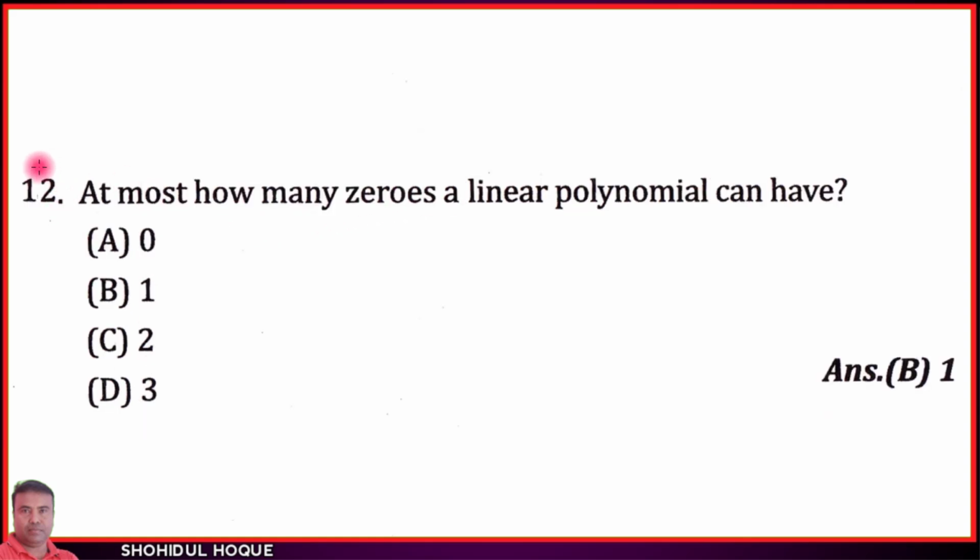Alright. Next question number 12. At most, how many zeros can a linear polynomial have? Option A 0, option B 1, option C 2, option D 3. Correct option B 1. Remember, a linear polynomial has degree 1, so degree 1 means the number of zeros is also 1. A quadratic polynomial's degree is 2, meaning the number of zeros is also 2. So this is the clear concept.